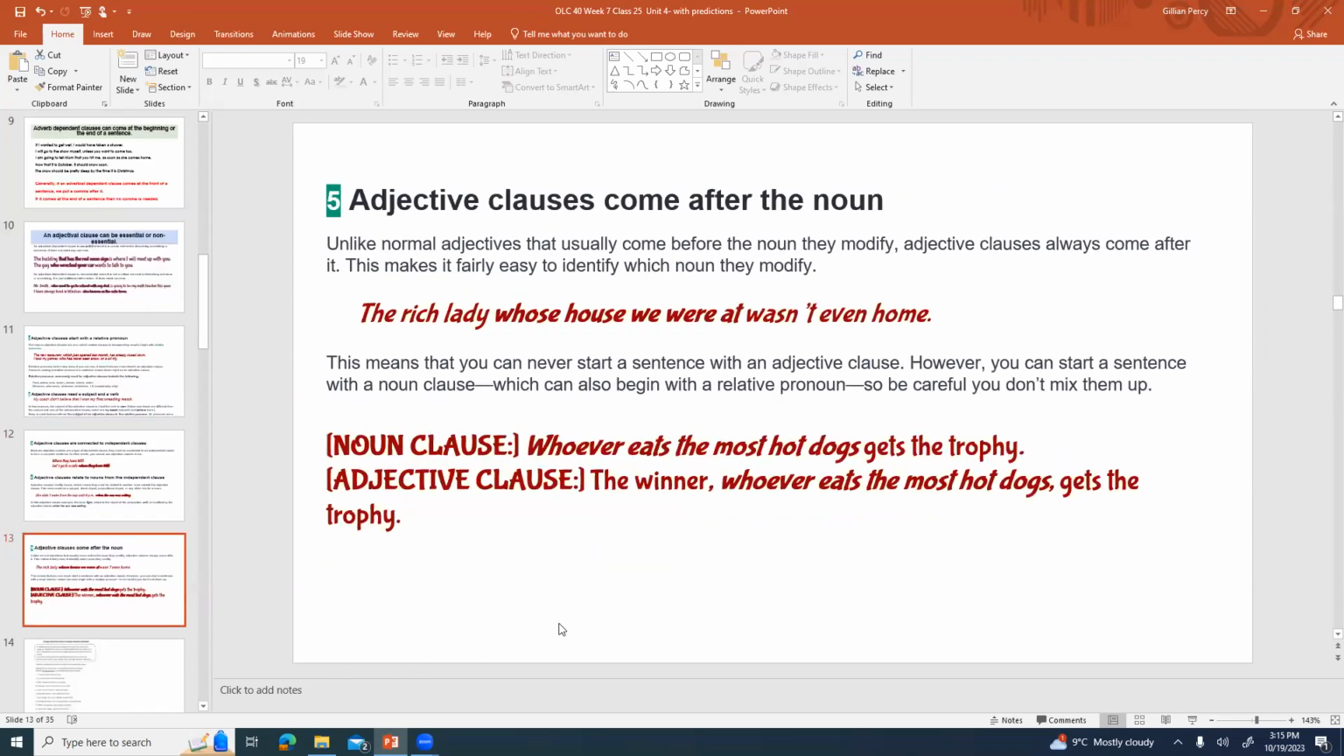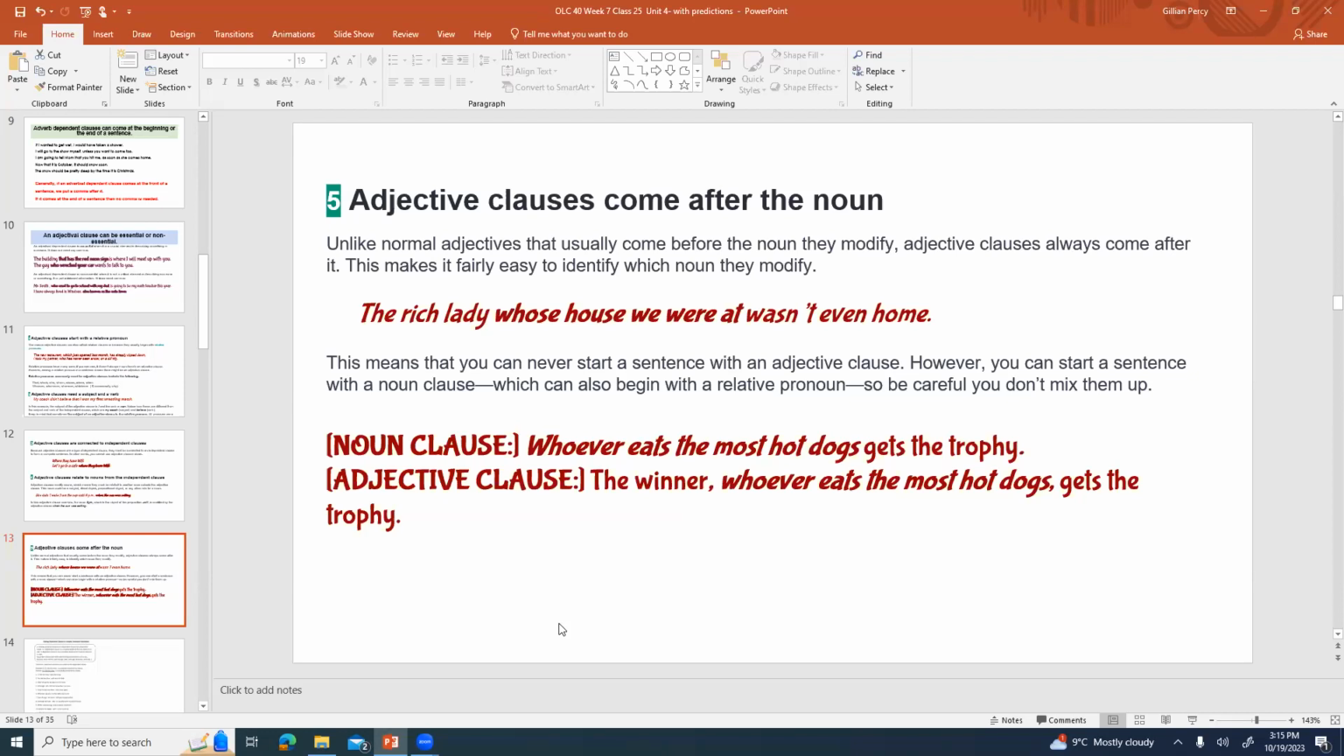Adjective clauses come after the noun. Normally, when we have adjectives, we put them in front of the word we're describing. But in this case, clauses generally always come after it. This makes it pretty easy to identify which noun they modify. So, for example, the rich lady whose house we were at wasn't even home. And you can kind of picture somebody trying to explain a little bit more about the noun they just mentioned. So, what this means, though, is you cannot start a sentence with an adjective clause because there has to be a noun or a pronoun first.